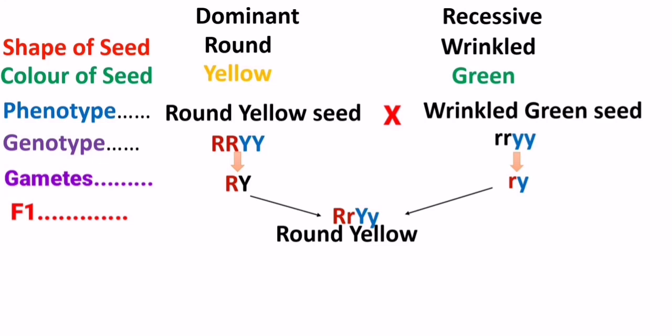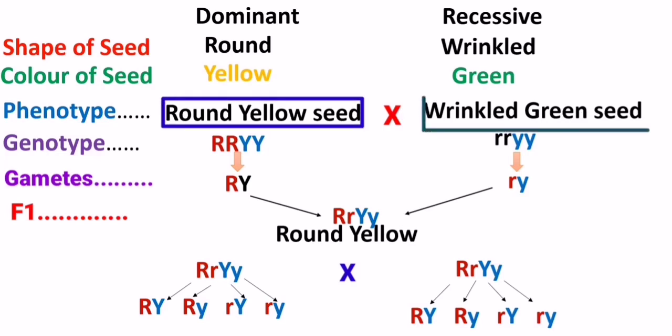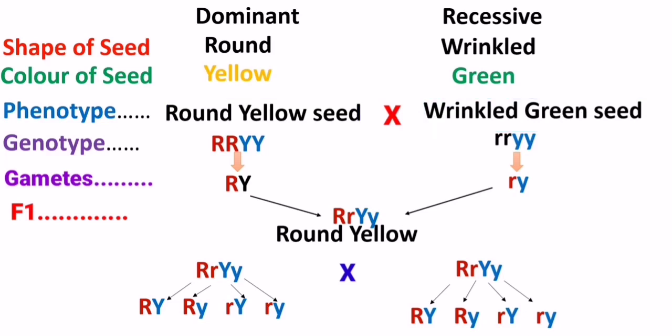When the F1 generation is self-crossed, you get here four types of gametes. You can see here capital R capital Y, capital R small y, small r capital Y, small r small y. Please note here, we have considered two plants, one plant producing round yellow seed, another plant producing wrinkled green seeds. These are two combinations. There will be two more combinations as per the law of independent assortment. So here four types of gametes are formed.